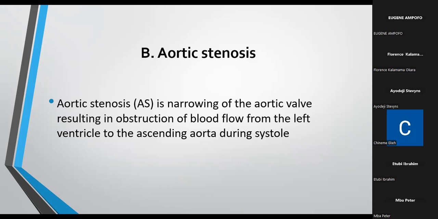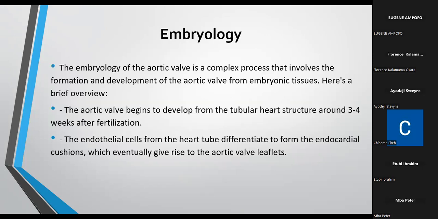So I want to take aortic stenosis, which is the narrowing of the aortic valve with obstruction of blood flow from the left ventricle to the ascending aorta during systole. As a matter of embryology too, it also begins from the tubular heart structure. That is, the aortic valve develops from the tubular heart structure around 3 to 4 weeks after fertilization.